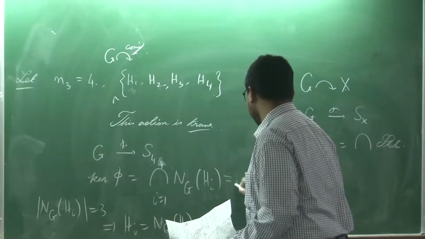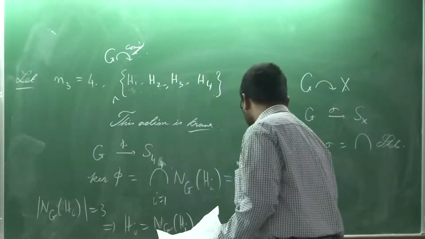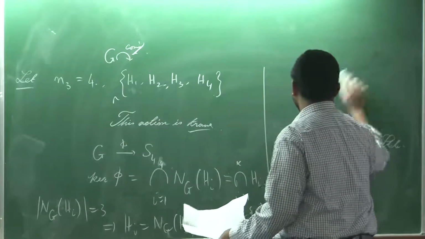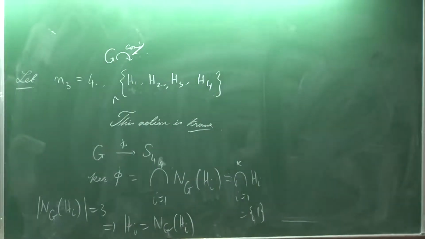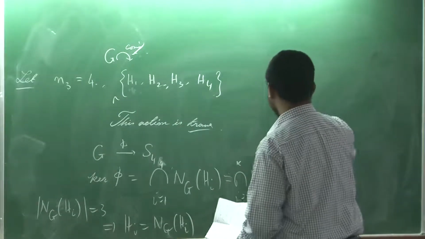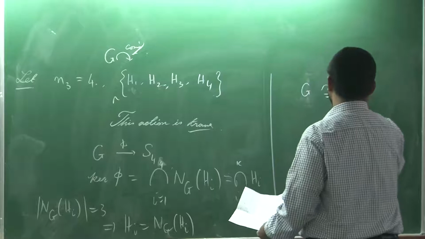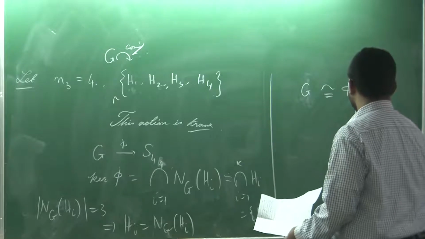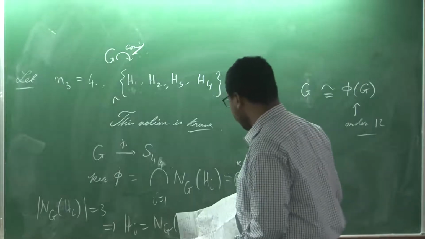Therefore, this is nothing but the intersection of all Hi's, and that is certainly going to be trivial because the orders are prime. Hence, we obtain that this map is an injective map. So, therefore, G is isomorphic to phi G. Phi G has order 12.